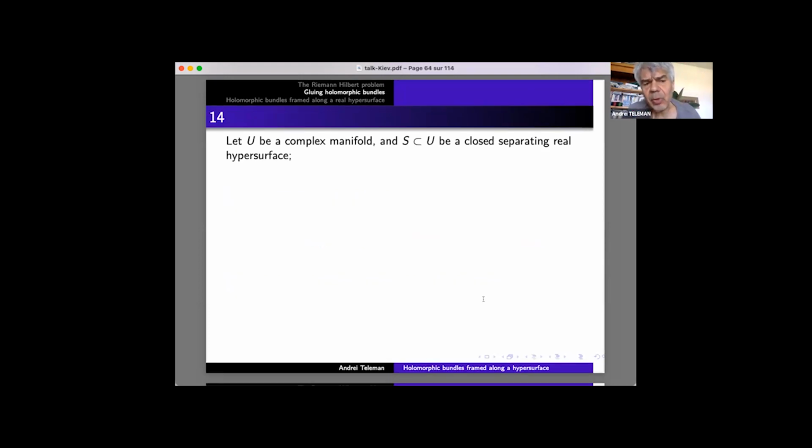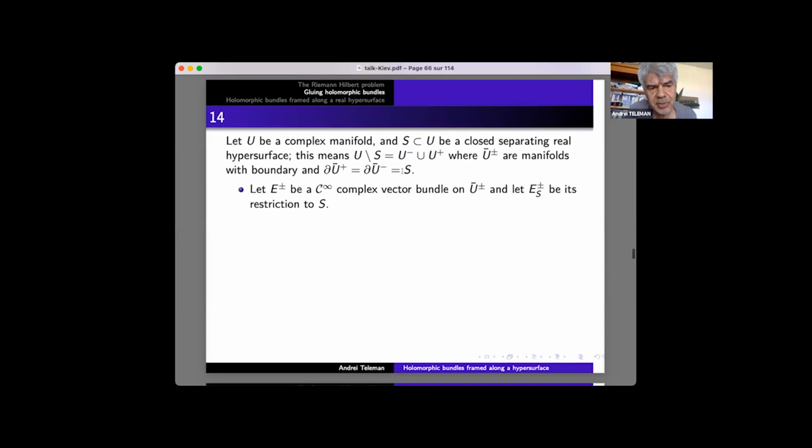Now we go suddenly into the n-dimensional framework. So U here is a complex manifold, of arbitrary dimension, and S in U is a closed separating real hypersurface. So I work first with the separating case. What does separating mean? This means that the complement splits as a disjoint union, U minus and U plus, where the closures are manifolds with boundary and the boundaries coincide with S. This is very easy, a separating hypersurface.